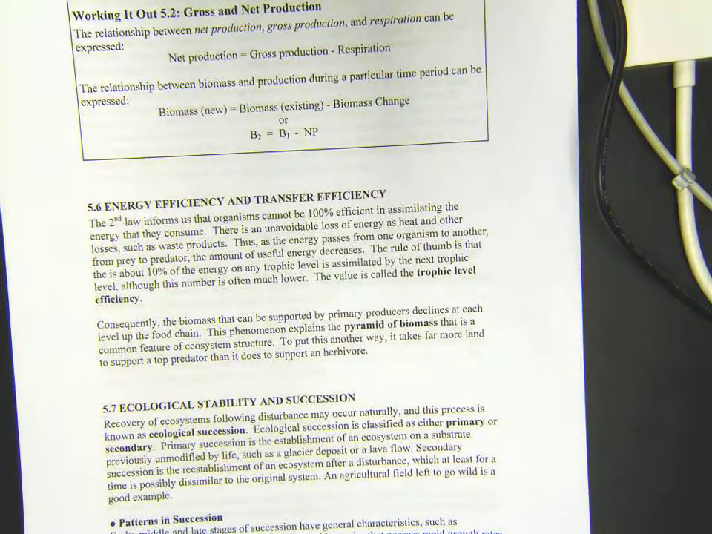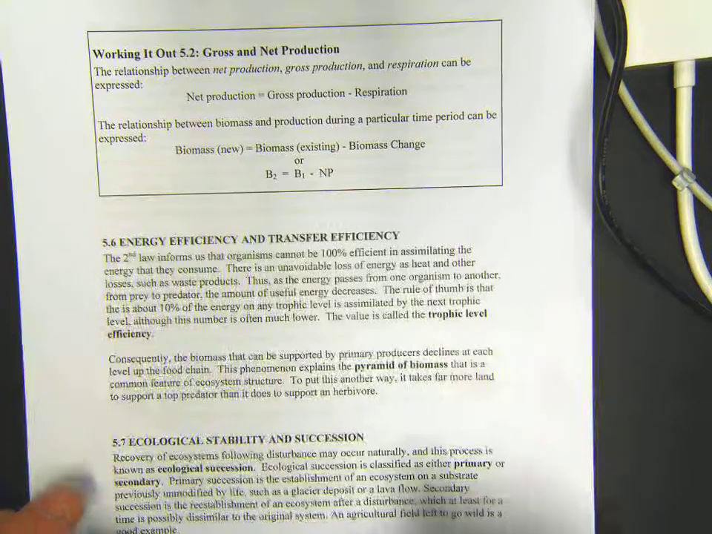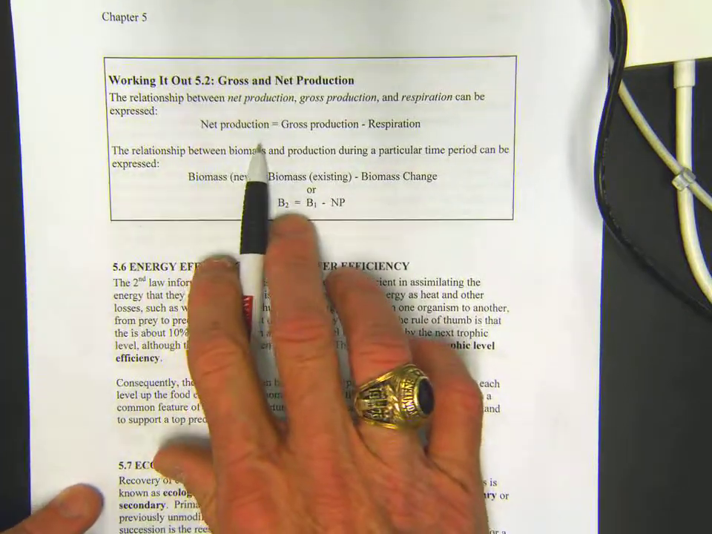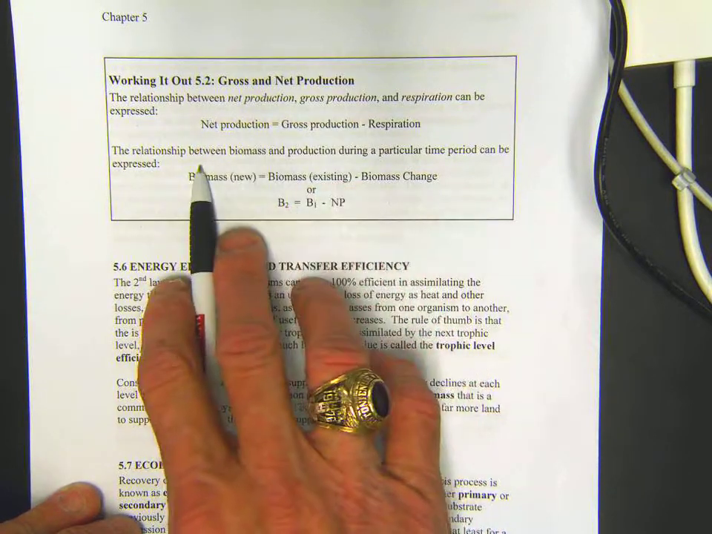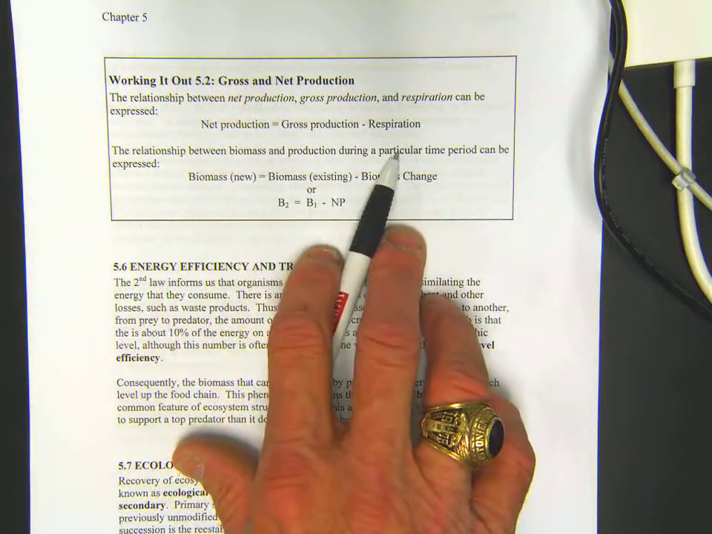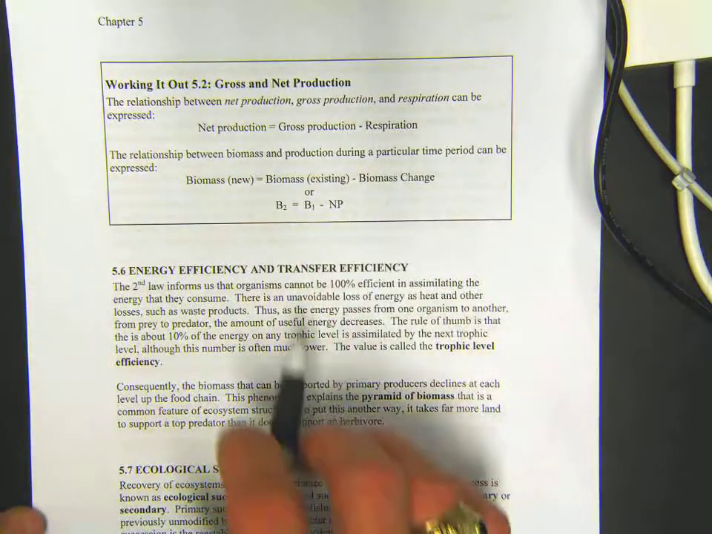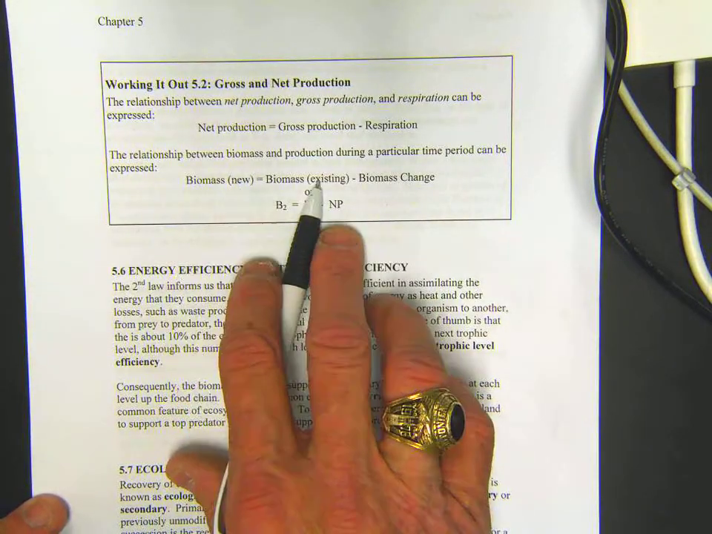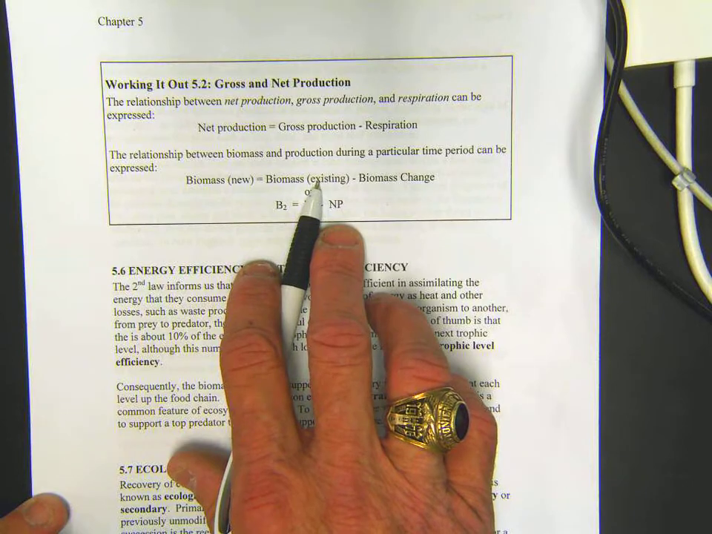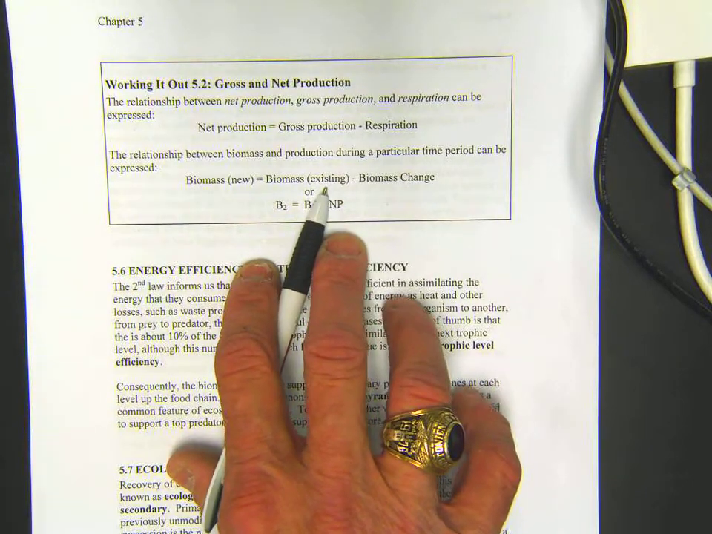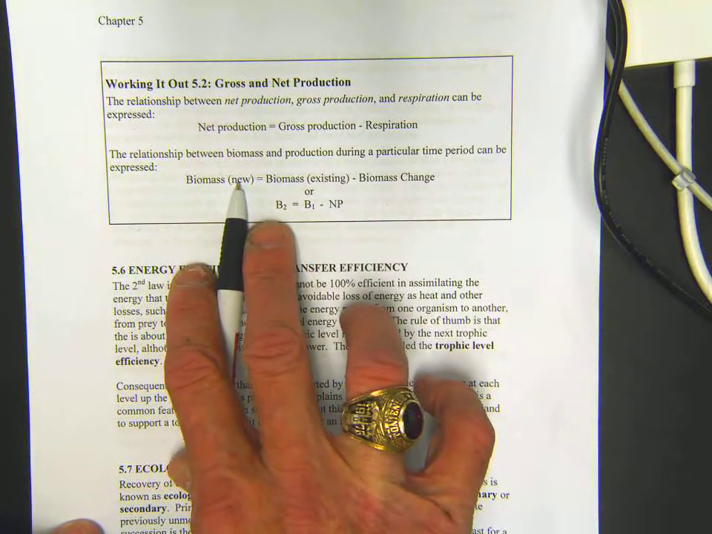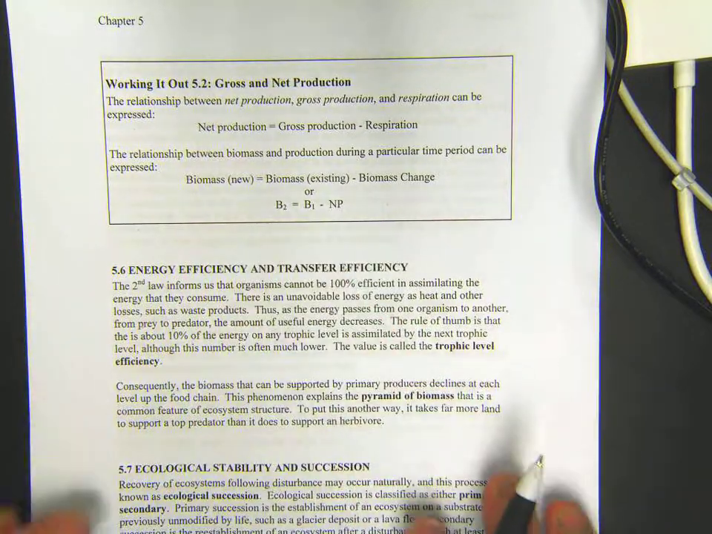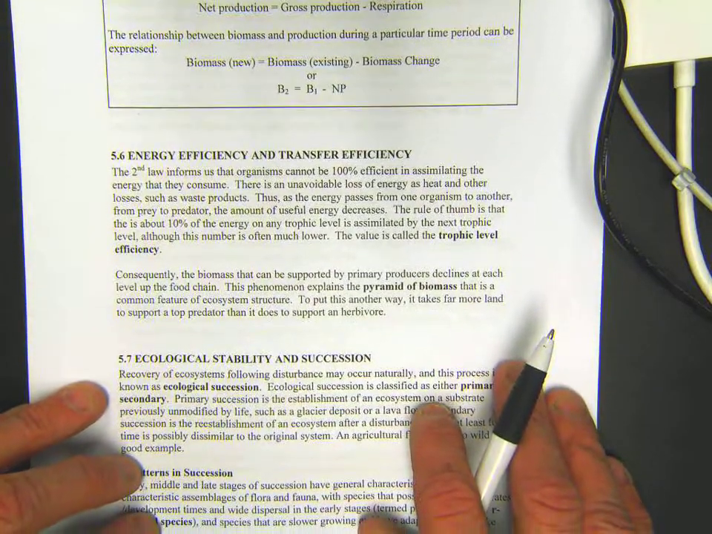All right. And then here are just a couple more concepts in this video. The relationship between biomass and bioproduction during a particular time is that the new biomass equals the existing biomass plus the biomass change. In other words, how much you started with plus the biomass change. So this would be the new biomass that would be created. That kind of stands to reason, I think.